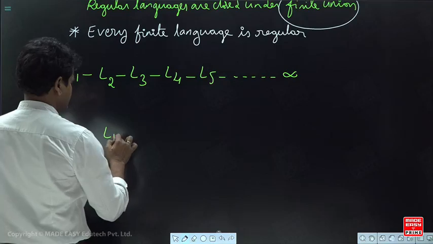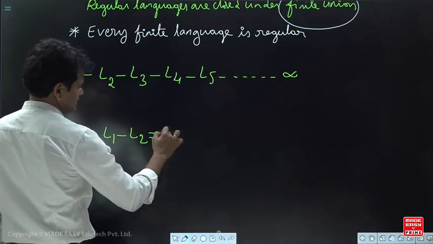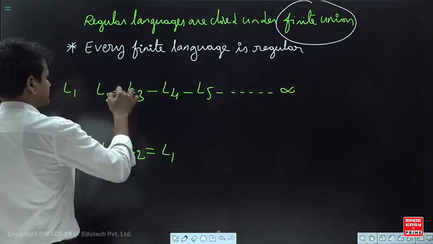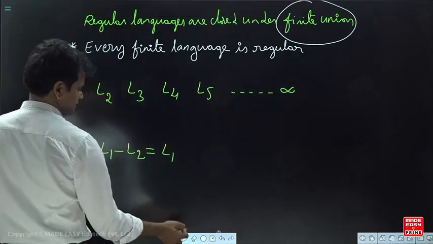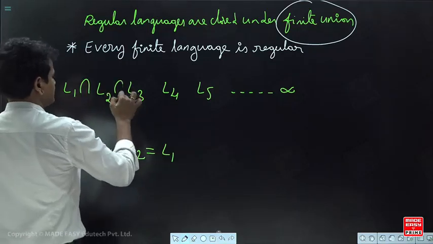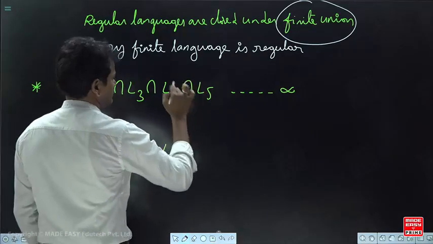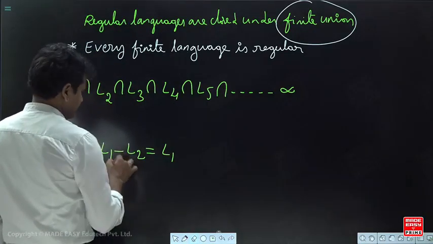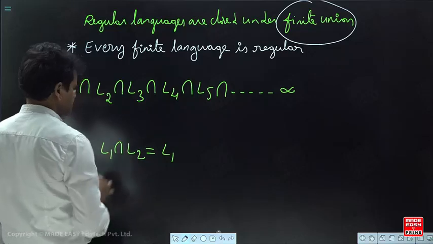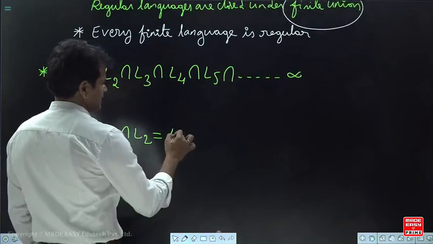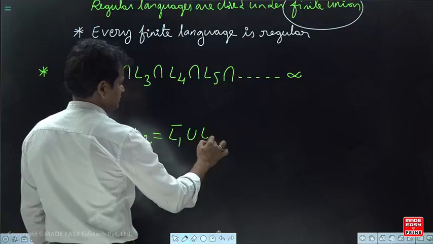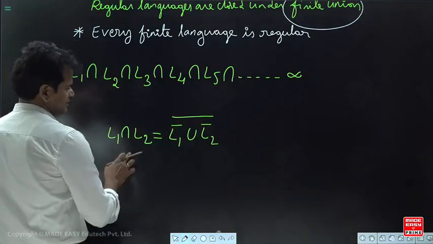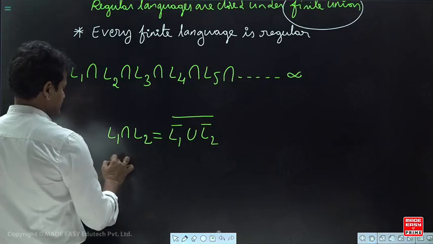What is L1 minus L2, guys? One second. I'll go for intersection first. L1 intersection L2 intersection L3 intersection L4 intersection L5 intersection, so on. Now we have one formula: what is L1 intersection L2? L1 bar union L2 bar, whole bar. This is De Morgan's law.